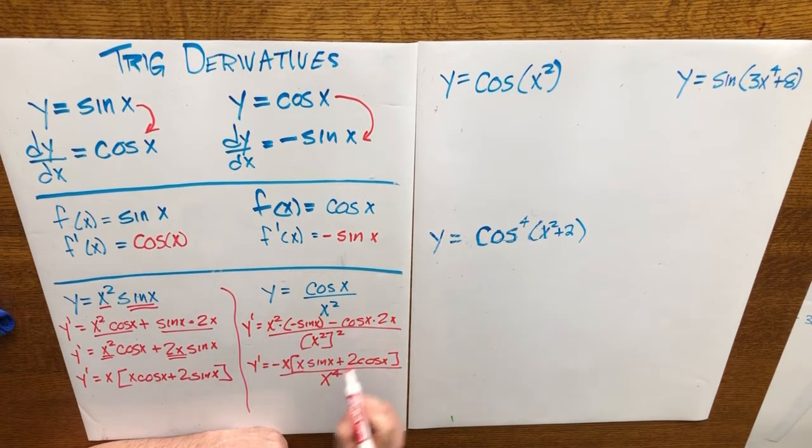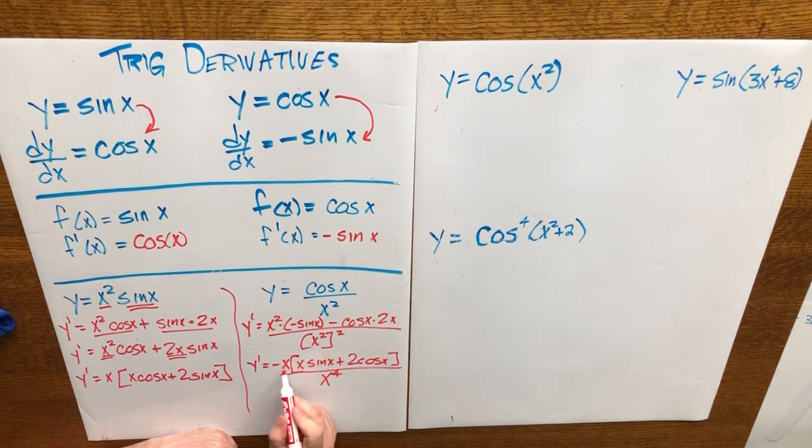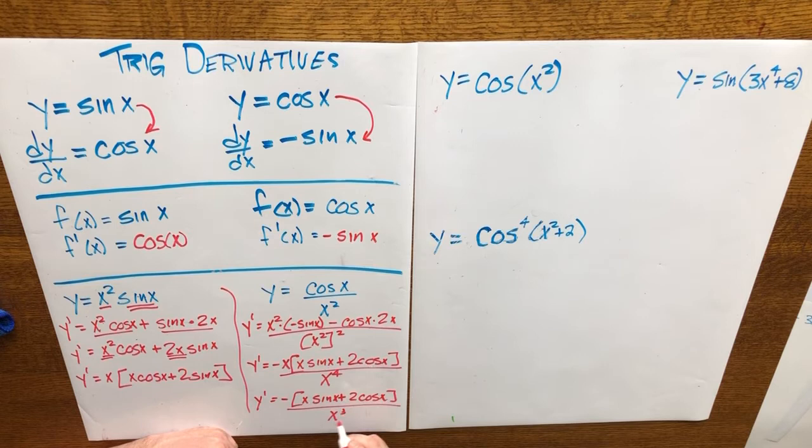So see if you can follow the common factoring on the top, and then we recognize we've got an x in both the numerator and denominator. So all over x cubed: I canceled that x with that and made the exponent 3.